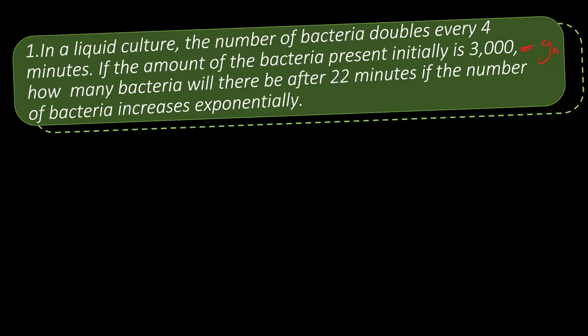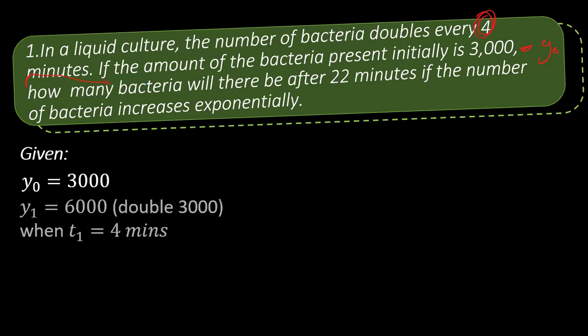So first, let us examine this one. The bacteria doubles every 4 minutes. So if the initial number of bacteria is 3,000, after 4 minutes, or y sub 1, that is 6,000 already. Meaning, it doubles when t sub 1 is 4 minutes. Our t sub 2, based on the given, is 22 minutes.